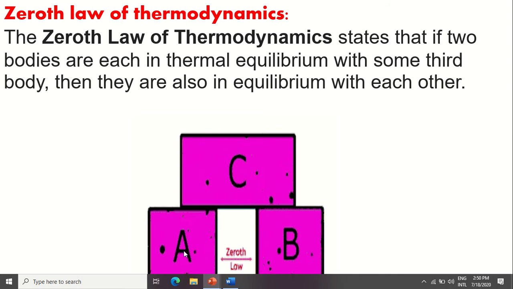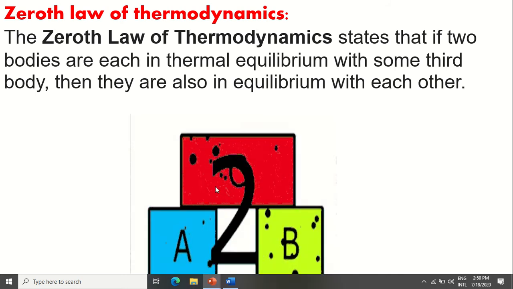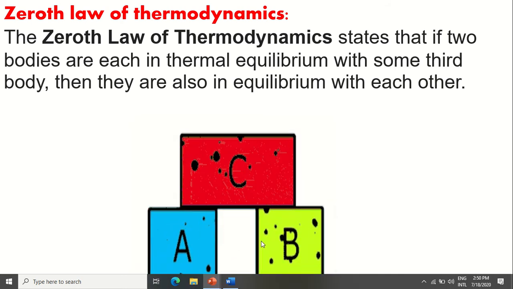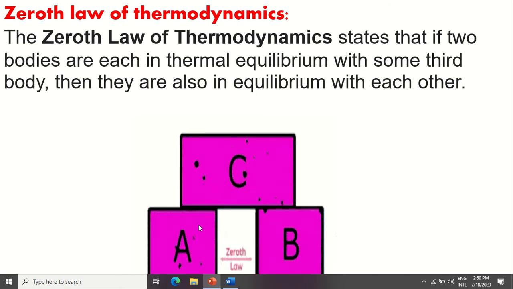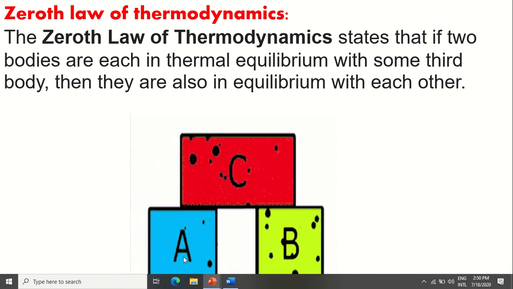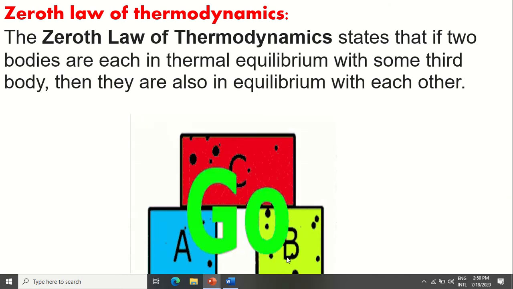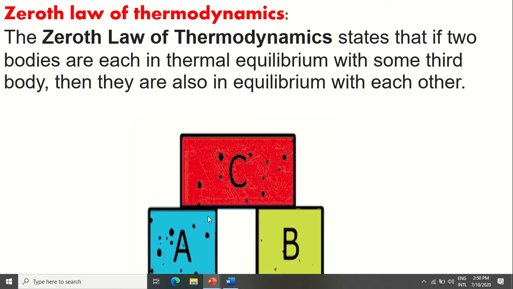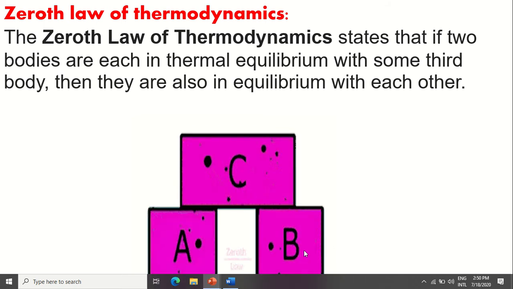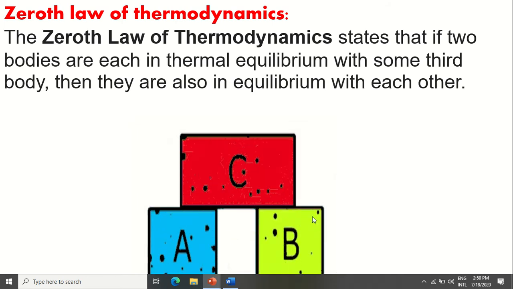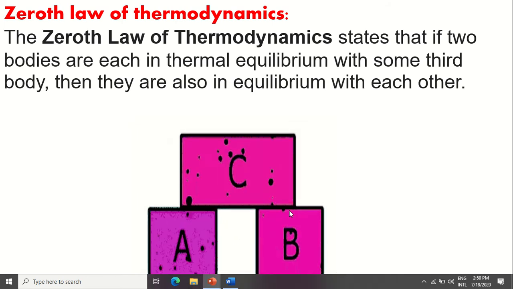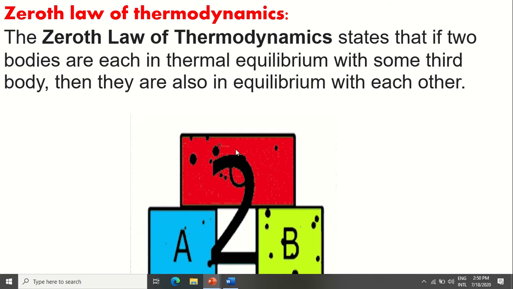Then when A and B are kept in thermal contact with C, we will see that after some time they reach thermal equilibrium. That means A will exchange heat with C and B will also exchange heat with C, and then you can see all three objects reach the same temperature, which is known as thermal equilibrium, and this is called the Zeroth Law of Thermodynamics.